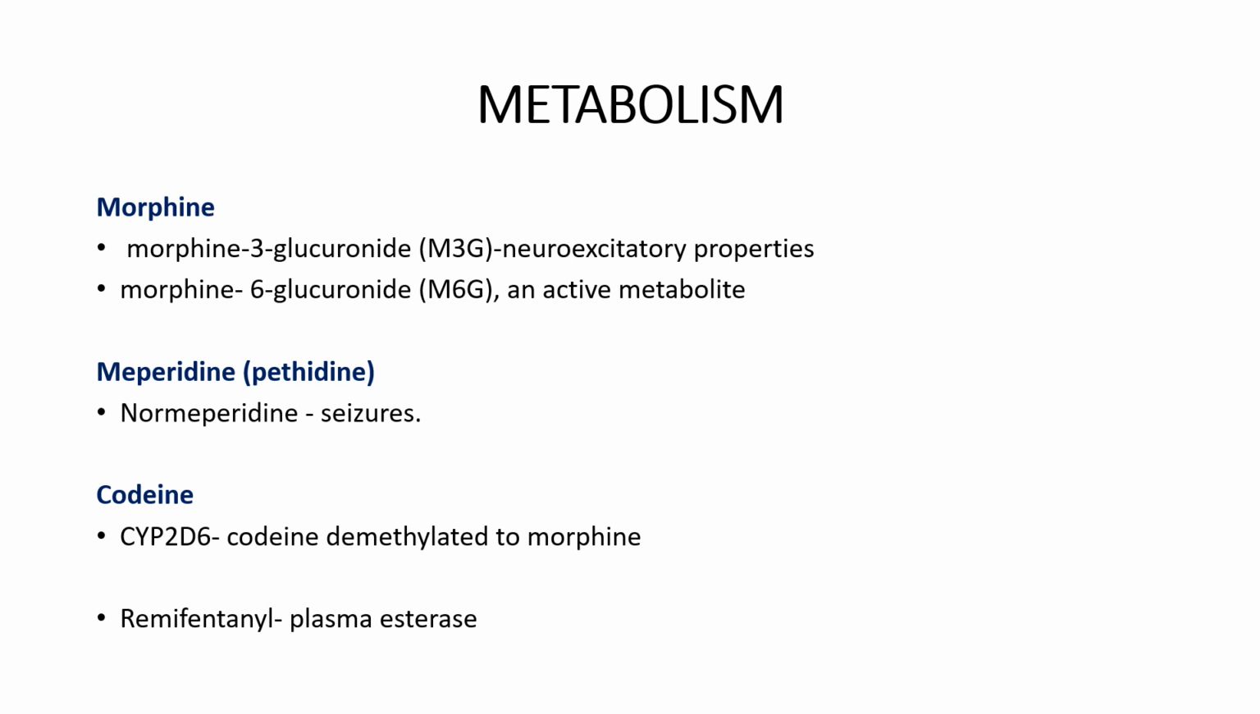And codeine is actually converted to morphine by the CYP2D6 enzyme. So when codeine is metabolized to morphine, it will have analgesic action. If there is a genetic variation in this enzyme, the analgesic action of codeine may be less, because if there is less of this enzyme, or any mutation in its expression, codeine is not adequately converted to morphine, so the analgesic action will be less. And remifentanil is a drug which gets metabolized by plasma esterase. Because of this, it has a very short duration of action.